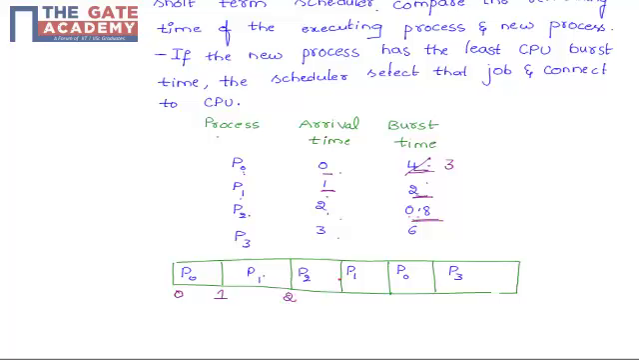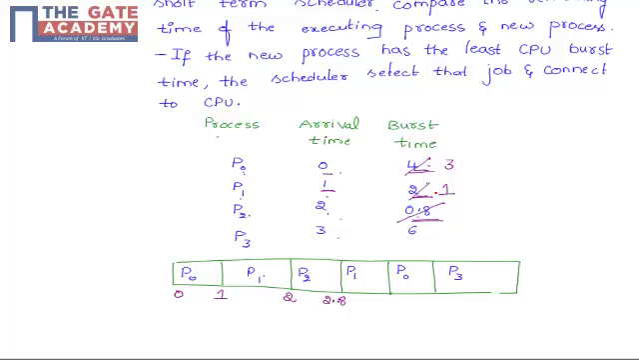The burst time for this one is 0.8. So 2 plus 0.8 is 2.8. Here P1's execution has been partly completed, so one more time unit has to be executed. Process P2's execution time is 0.8, so it was completed.